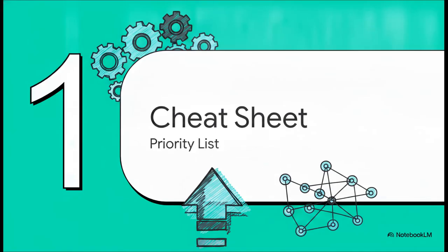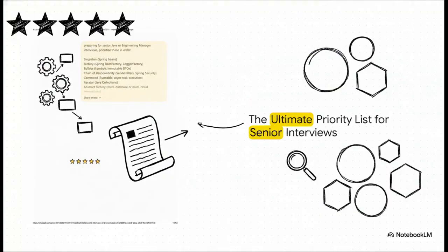Section 1, your interview cheat sheet. So this ultimate priority list is a total lifesaver because it completely removes the guesswork. It ranks these patterns from the 5-star, absolutely critical essentials all the way down to the nice-to-haves. Look, when you're preparing for a senior role, you do not need to memorize every single pattern ever created. No way. You just need to know the ones that actually power real enterprise applications. So consider this cheat sheet your new best friend. It highlights exactly where you should be spending your limited study time.